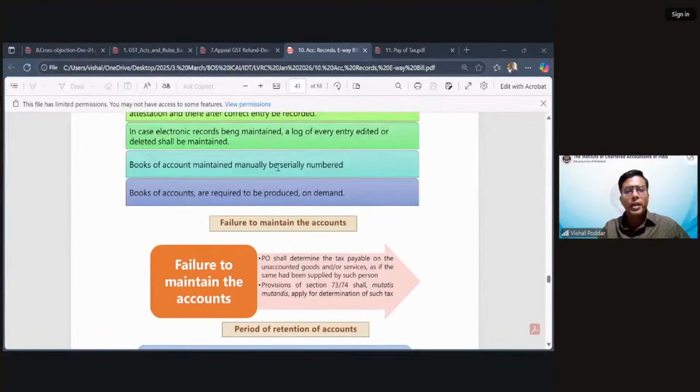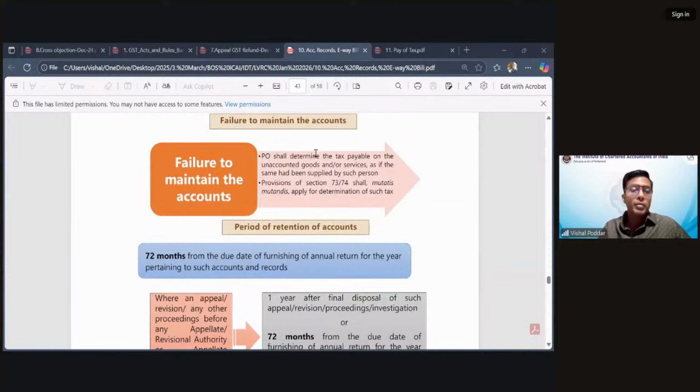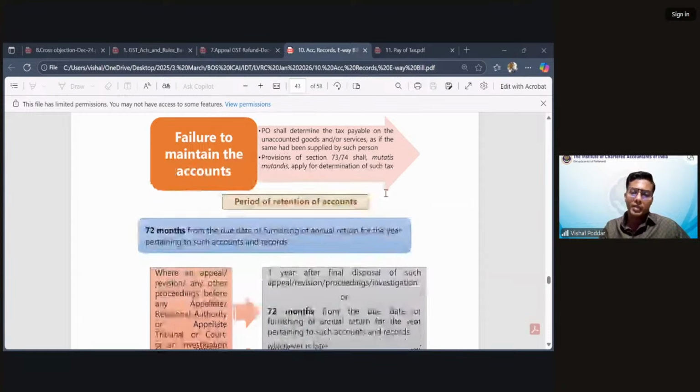Books of accounts maintained manually should be serially numbered, and books are required to be produced on demand. Now, what will be the consequences if you fail to maintain the books as per the above requirements? The proper officer shall determine the tax payable on the unaccounted goods and services as if the same had been supplied. So whatever goods and services are not found in your accounts, he will deem that they have been supplied and he will calculate tax. Provisions under 73-74 shall mutatis mutandis apply for determination of such tax.